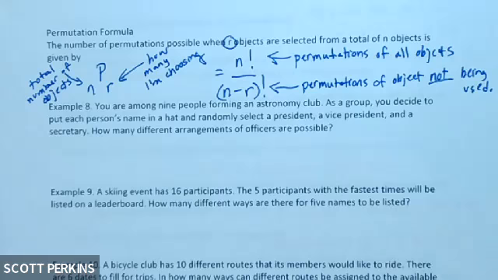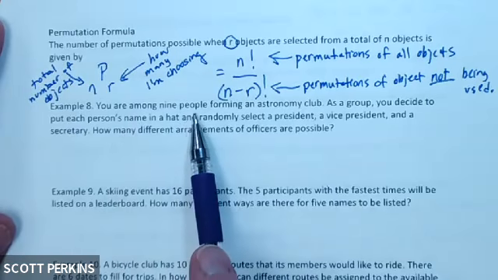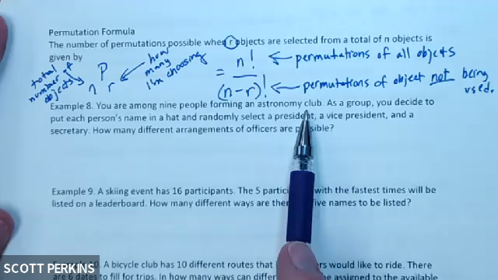We're going to work this next example together because I want to show you what I expect you to know, and to show me that you know it on the test. When you're in my math lab, just give whatever answer the math lab is asking for, but keep this in mind. Example 8. You are among 9 people forming an astronomy club, because astronomy is awesome.